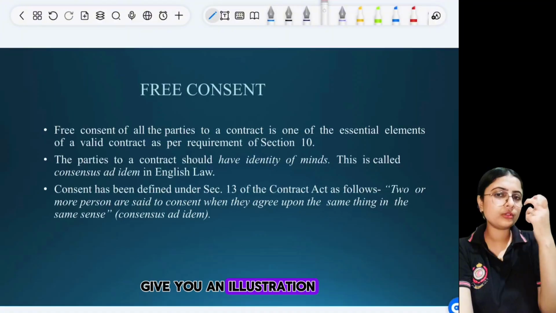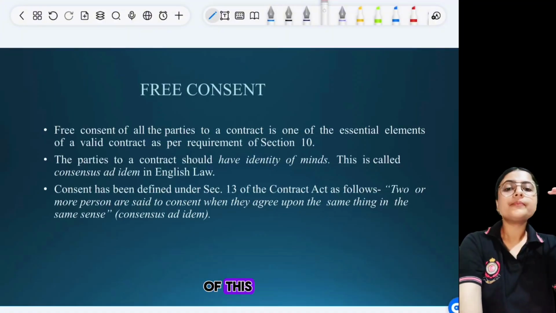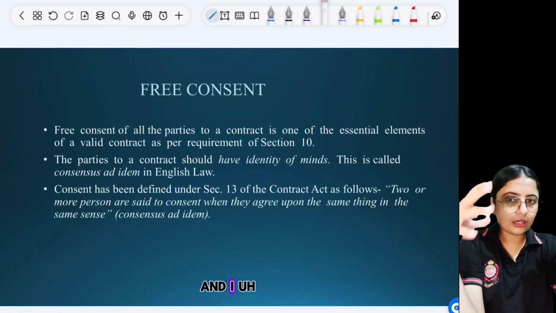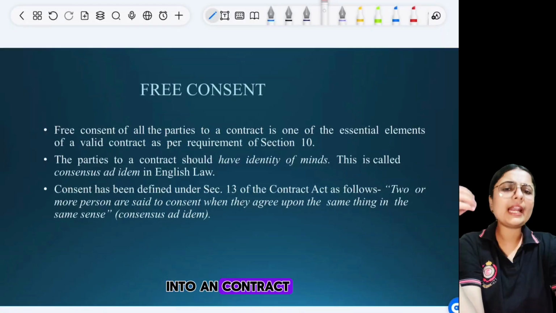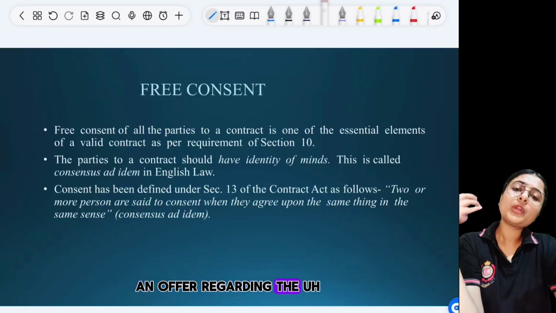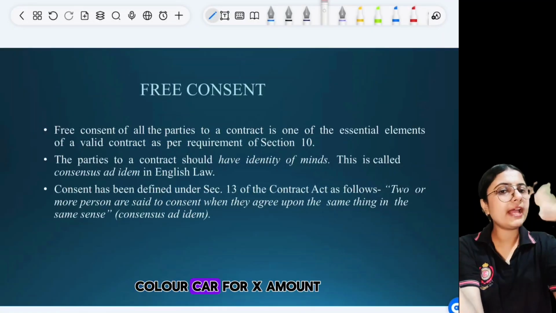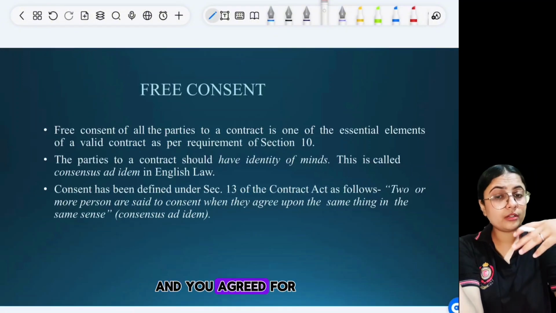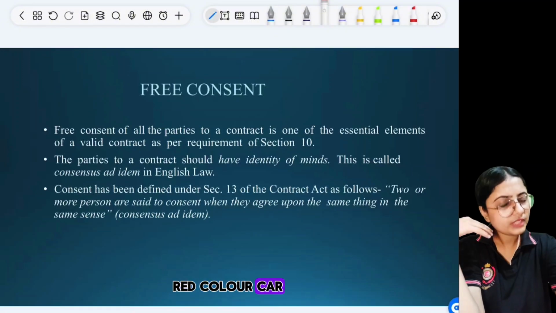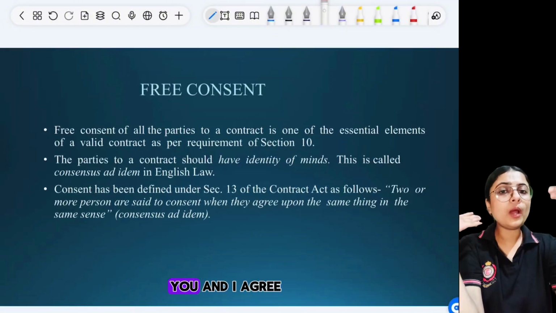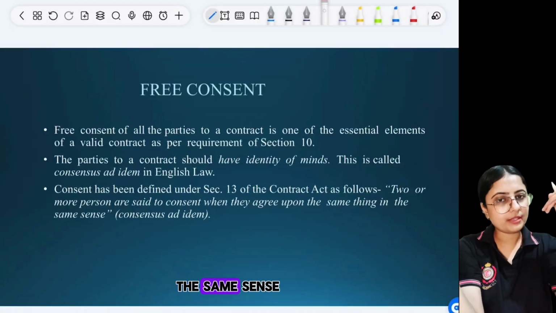Let me give you an illustration for a better understanding of this. Say, for example, you and I enter into a contract, and I give you an offer regarding the sale of my red color car for X amount, and you agreed for the purchase of my red color car. Now, in this example, you and I agree upon same thing in the same sense.